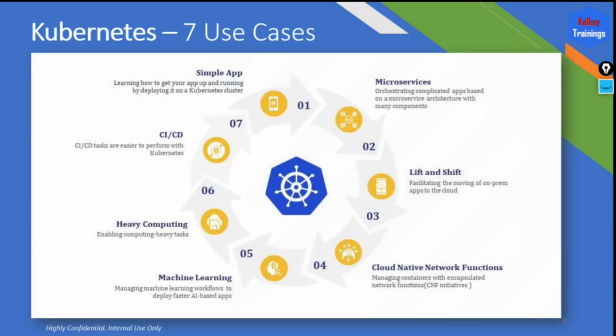Now, why has the industry adopted Kubernetes? There are 7 big reasons. Simple app deployment. Once you know Kubernetes properly, you will know that deploying your applications over a Kubernetes cluster is a simple thing. That is one big advantage. It can handle hundreds and thousands of microservices with ease. And the world is moving towards microservices.